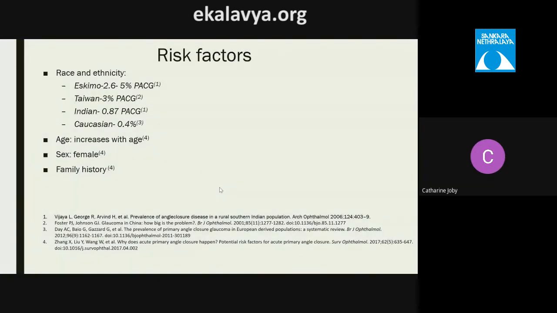Coming to the risk factors of primary angle closure disease, the prevalence varies according to race and ethnicity. The highest prevalence was seen in the Eskimo population, varying between 2.6 and 5%, and in Taiwan it was 3%. The Indian population showed 3.87%, and Caucasians 4%. As age advances, the incidence of primary angle closure disease increases due to the increase in thickness of the lens and zonular laxity. There is a female predilection for primary angle closure disease, and family history is also found.